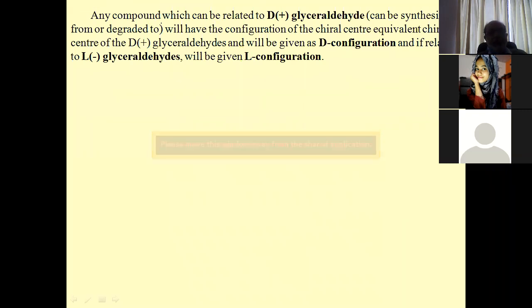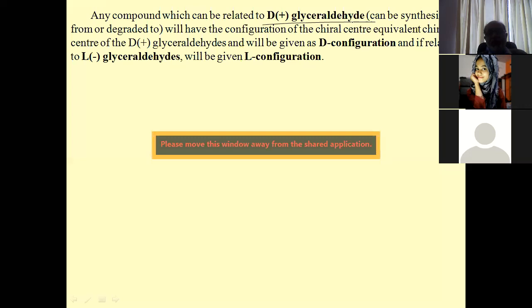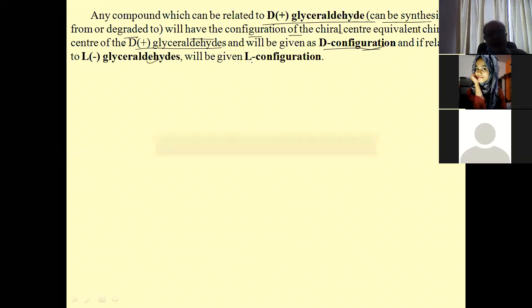Now here, how do we give this configuration? Any compound which can be related to D plus glyceraldehyde, either by synthesizing it from glyceraldehyde or by degrading it to glyceraldehyde, will have a chiral center configuration equivalent to that of D-glyceraldehyde. So that is given the configuration D. And if related to L minus glyceraldehyde, that structure is given L.